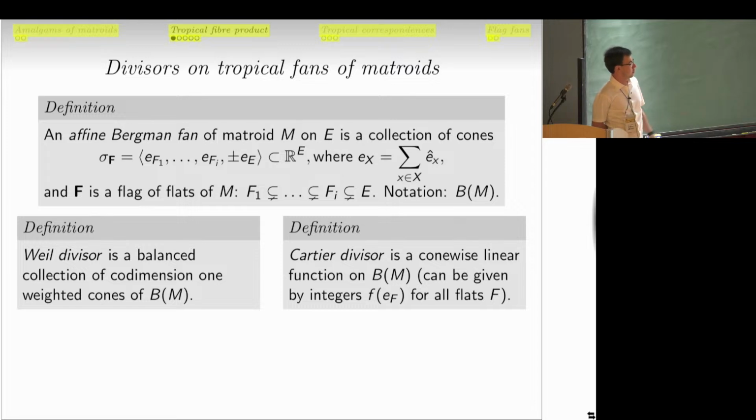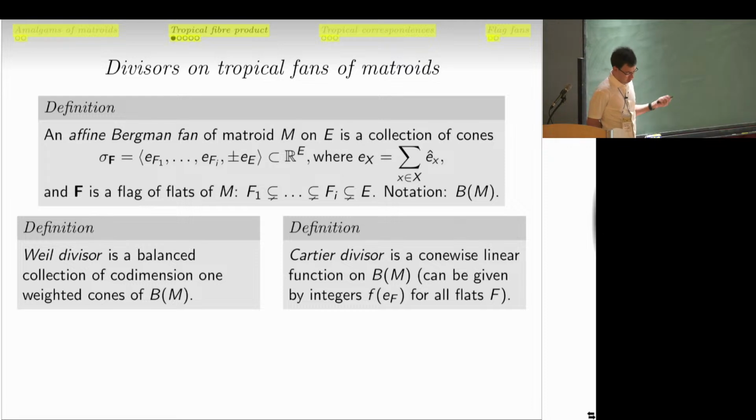And this can be given by integers for all flats because the cones are generated by the rays, which are determined by flats. And all the cones are simplicial, so it's just the same as defining the values of your function on all the rays. While Weil divisor is a more geometric object, it's a balanced collection of codimension 1 weighted cones.